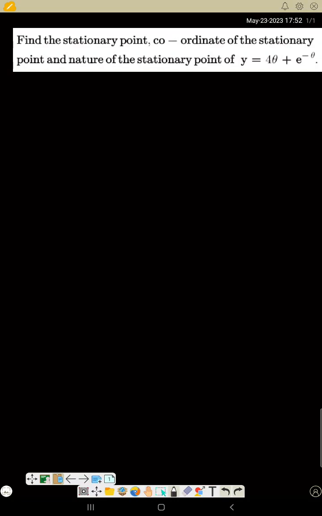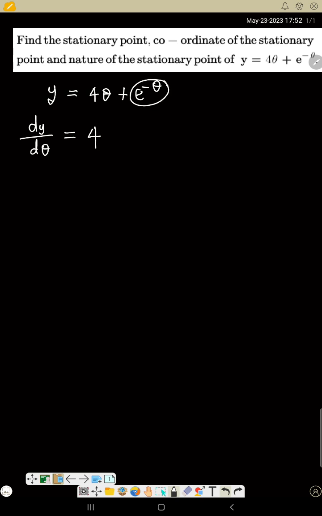So here, find the stationary point, the coordinates of the stationary point, and the nature of the stationary point of y equals 4 theta plus e raised to power minus theta. To find the stationary point, you will first find dy over d theta. So what is dy over d theta here? Differentiate 4 theta, you are going to get 4.